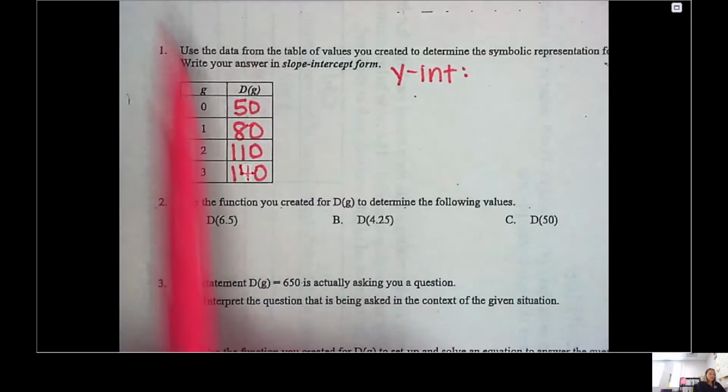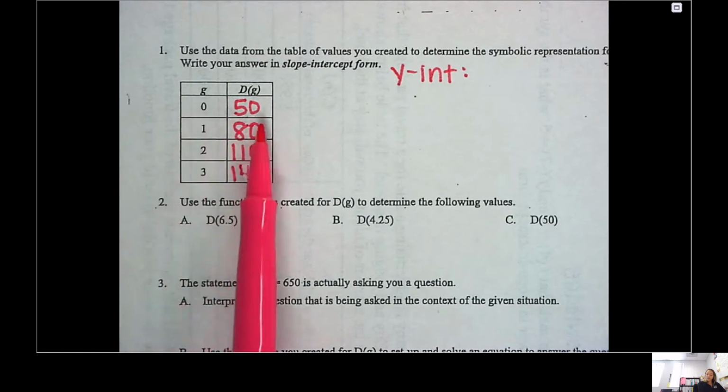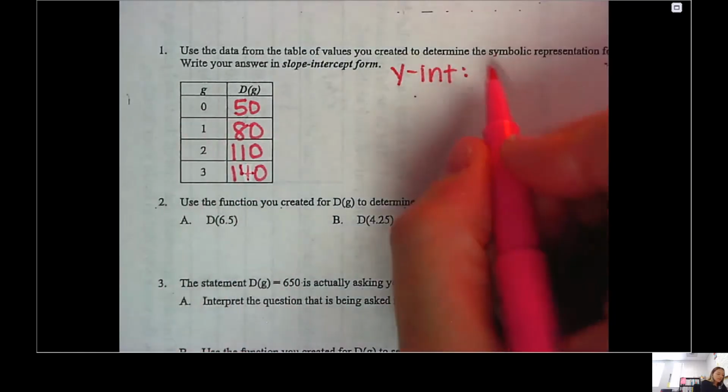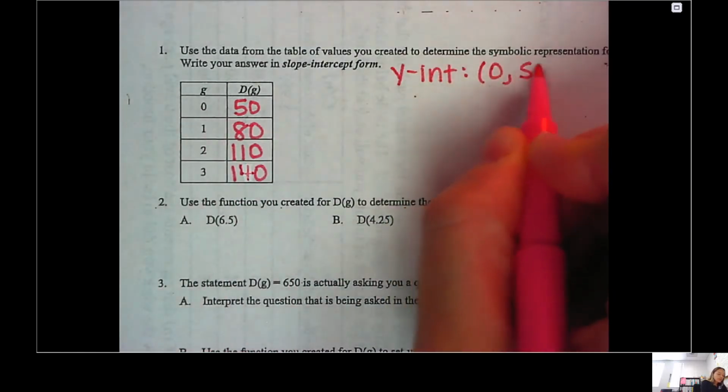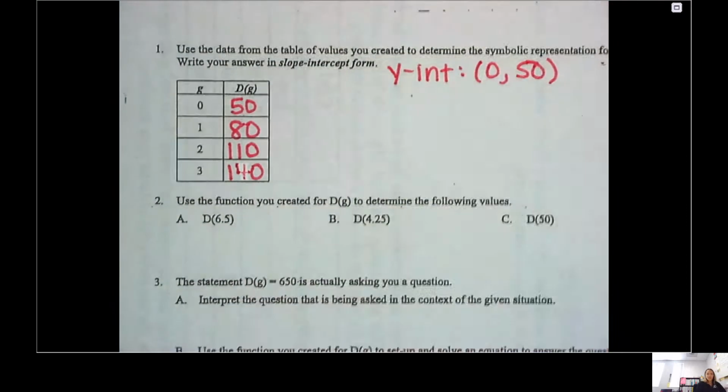Okay, your y-intercept is wherever your x value, your input, is a 0. So if I come over here to the 0, what's my y-intercept? 50. Yeah, so when I go to graph it, it's going to be at 0, 50. There's my y-intercept. Essentially, it's just the number 50 that I really care about.